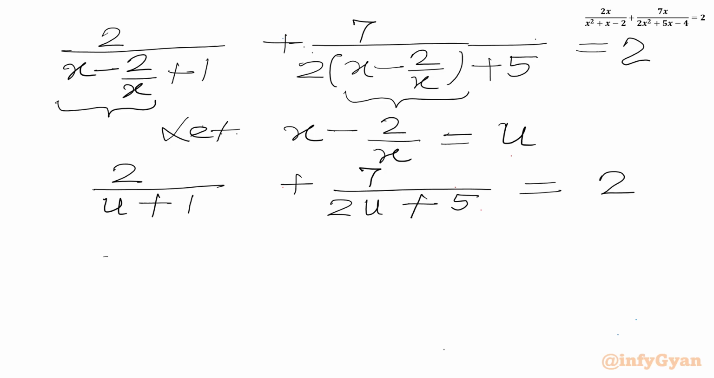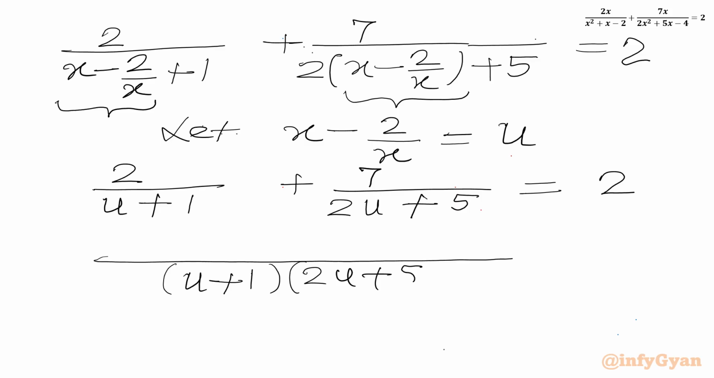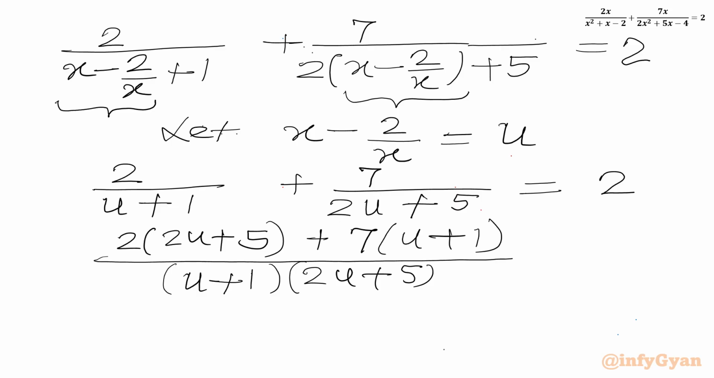Now I can take LCM. So I will multiply our denominators, u plus 1 times 2u plus 5, then cross product: 2 times 2u plus 5, plus 7 times u plus 1, equal to 2. Now I will simplify. So 4u plus 10 plus 7u plus 7.